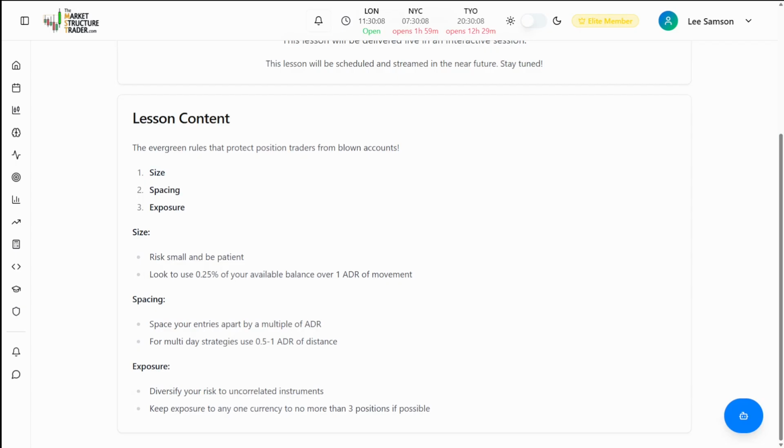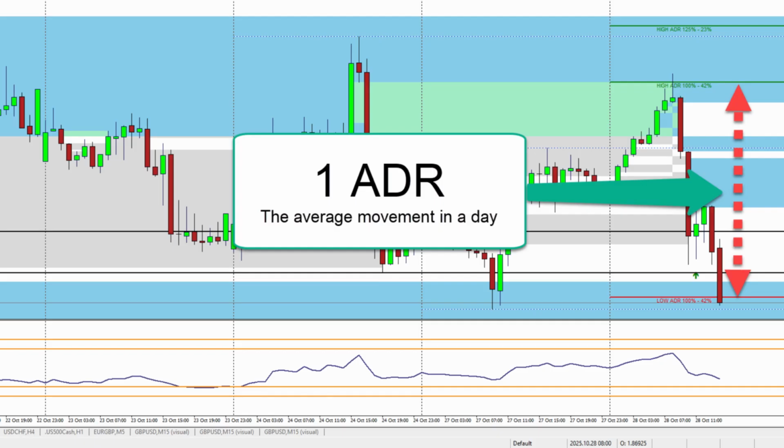Size. So rule number 1 is size. Here's the exact formula I recommend as a basic rule to get into position trading. We risk 0.25% of our available balance over 1 ADR of movement. ADR stands for average daily range. So what we're going to do is enter a trade, and we're going to risk 0.25% of our balance if the market moves 1 average daily range against our initial position.